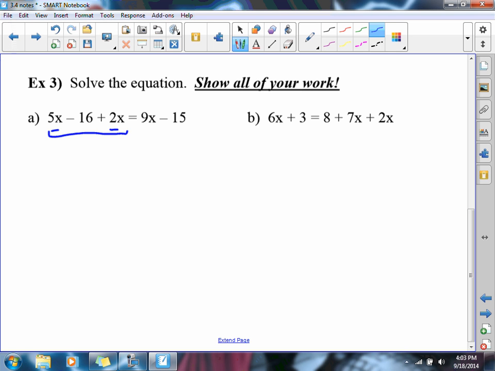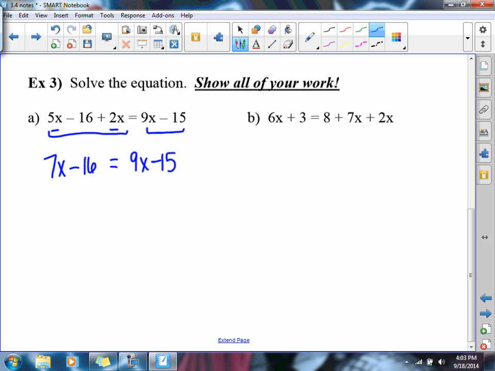Okay, 5x plus 2x, that's 7x. And then I'll leave the minus 16. And then on my right side of the equation, I don't have any like terms there, so I'm just going to leave it 9x minus 15. So now it looks like an equation that we did in example 2.